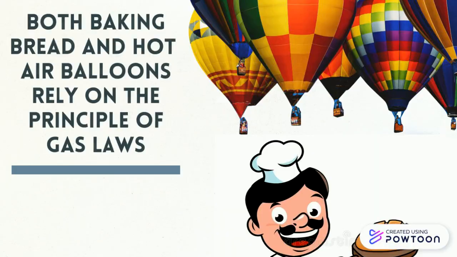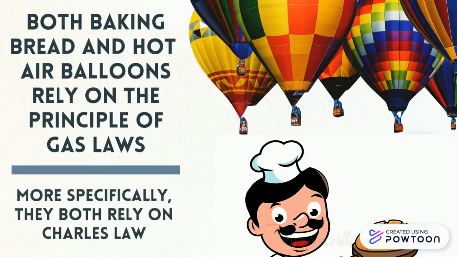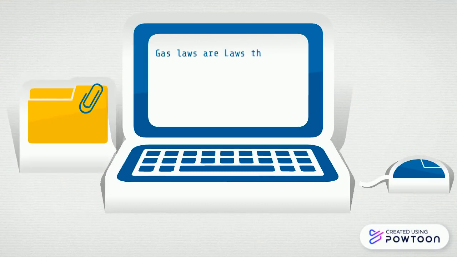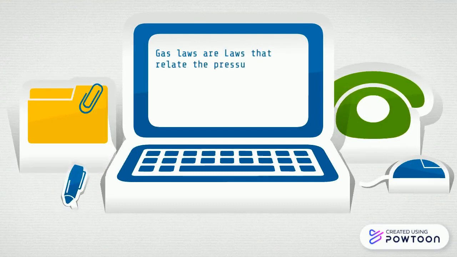Both baking bread and hot air balloons rely on the same principle of gas laws. More specifically, they both rely on Charles' law. In chemistry, gas laws are laws that relate the pressure, volume, and temperature of a gas. Charles' law is one of those laws and relates temperature with volume.